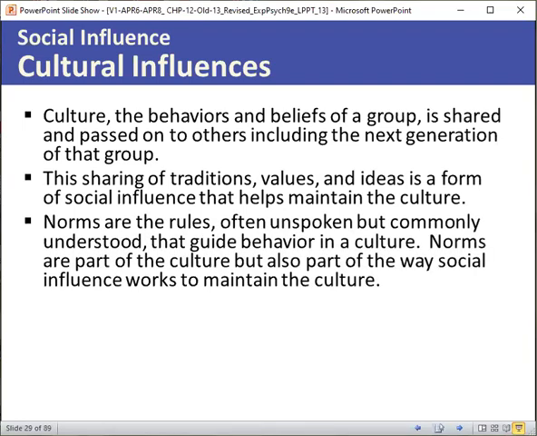So when we have a culture, we have to maintain it, okay? And norms are the rules, often unspoken but commonly understood, that guide behavior for a culture. Norms are part of the culture, but also part of the way social influence works to maintain that culture.